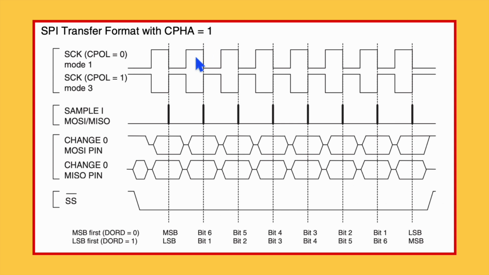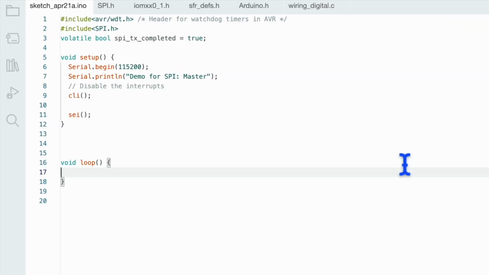If phase is 0, the sampling will happen on this leading edge. If phase is 1, the sampling will happen on this trailing edge. So this is clear, right? Let me write the program for Arduino Mega board which we are using as a master.